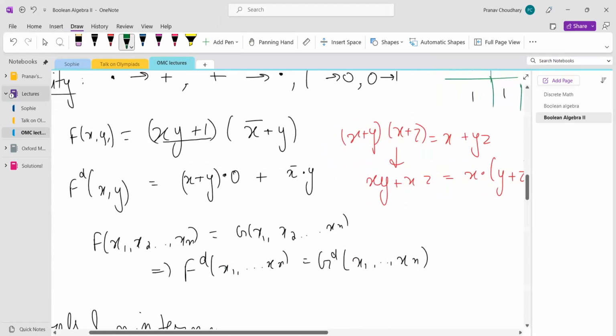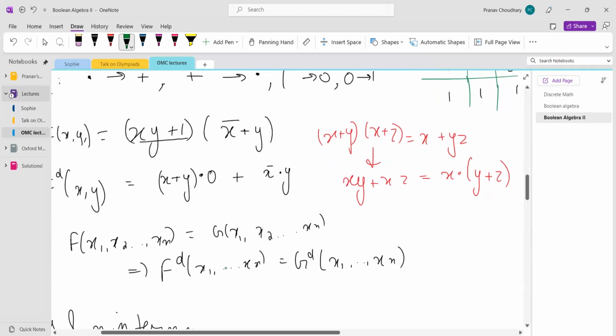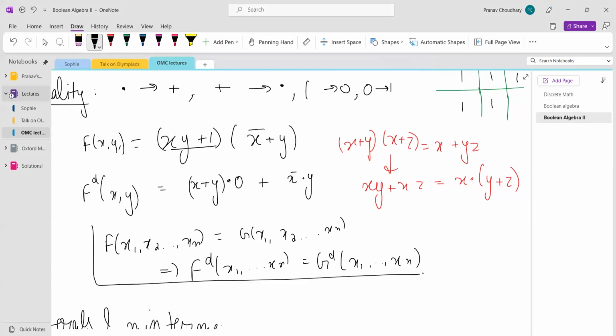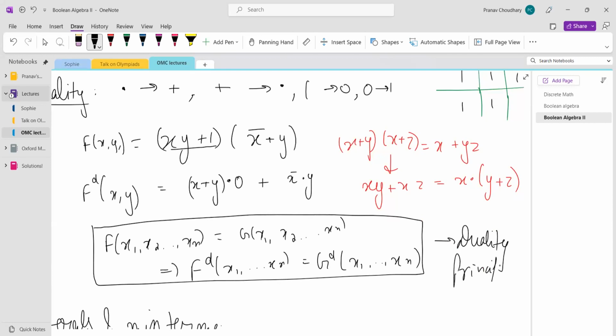Yeah. So this is why duals are useful. I won't be proving it right now. We'll see if we have time at the end of the class, and then we'll prove it. Otherwise, I'll give you a few hints, and then you can prove it on your own. Okay, and this thing is called the duality principle. So is the duality principle clear? Yeah.